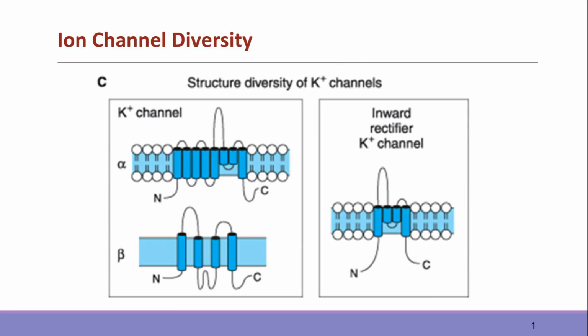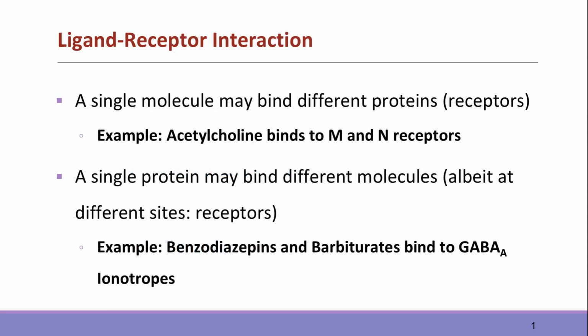Even within the same ion type, channels differ in subunit composition, gating properties, and localization. A sodium channel in the cortex is not functionally identical to a sodium channel in the spinal cord. This molecular diversity explains why the same drug can produce different effects in different brain regions and why side effects occur alongside therapeutic effects, or why some effects are dose-dependent. Receptor diversity explains why drugs can be selective, why side effects occur, and why the same transmitter can produce different effects in different brain regions.